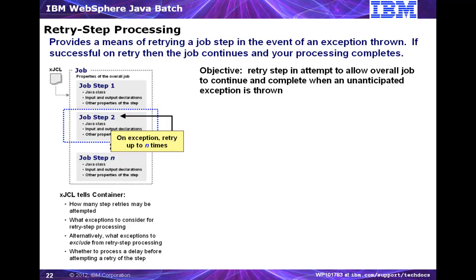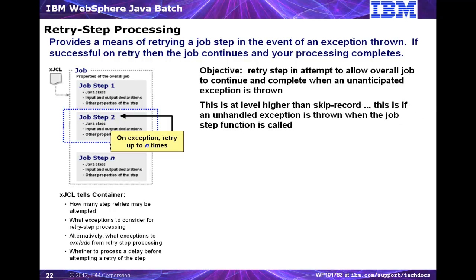The objective is to avoid failing a job and putting it into a restartable state just because there was an unhandled exception. The goal is to provide for the job to survive the occasional exception. This feature is similar to skip record, except that it takes place at a higher level. Skip record is designed to protect the job against exceptions thrown by the batch data stream framework. Retry step operates at the level where your batch step code is executed.